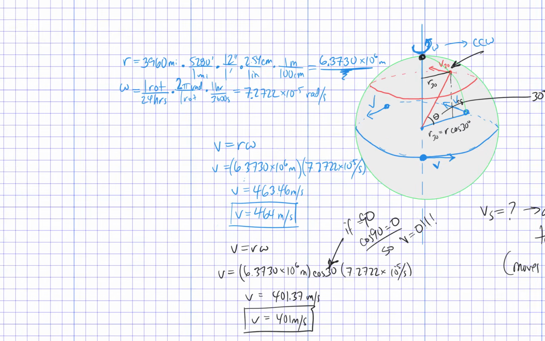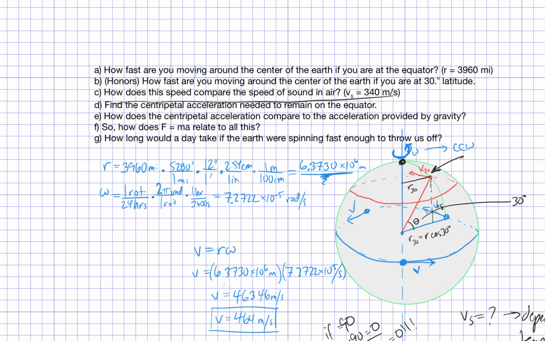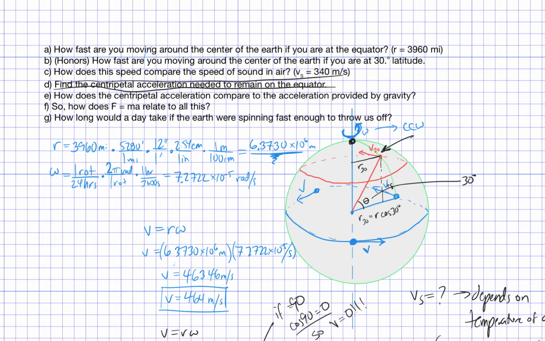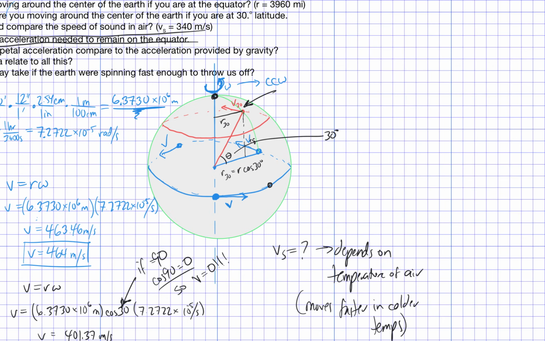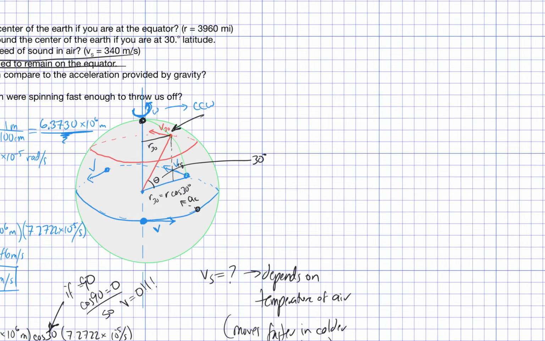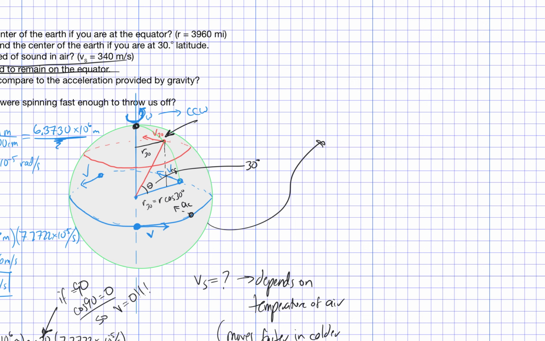Okay. Find the centripetal acceleration needed to remain on the equator. What I mean by remain on the equator is just that you're standing on the equator. So to get this acceleration, the centripetal acceleration at the equator needed to remain at the equator.